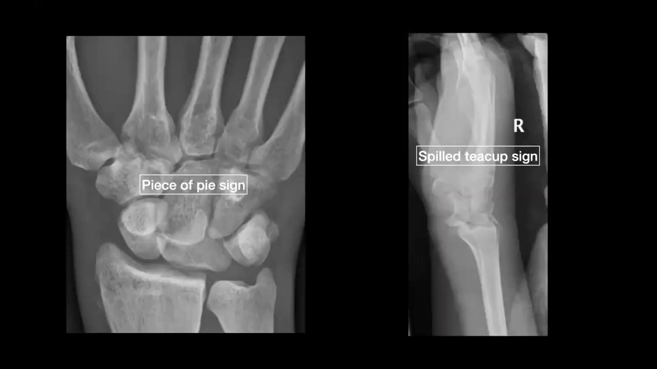There are two other radiological signs that you can see. The first is the piece of pie sign, which is this triangular image. And then the spilled teacup sign is the radiological sign where the lunate is perched on the palmar aspect of the radius.